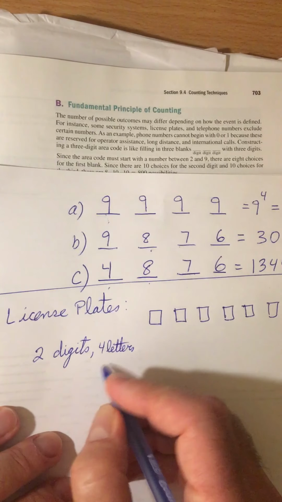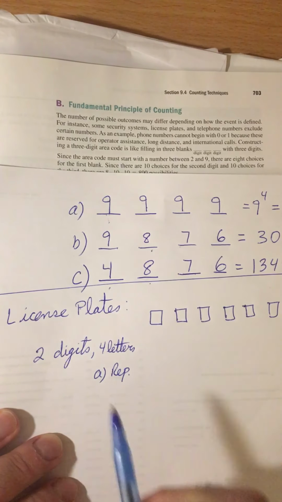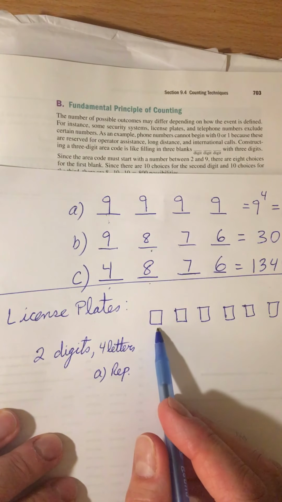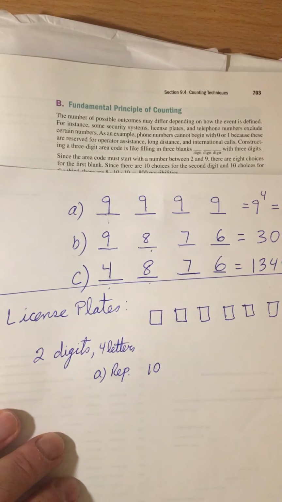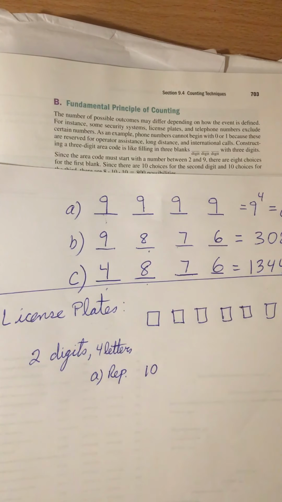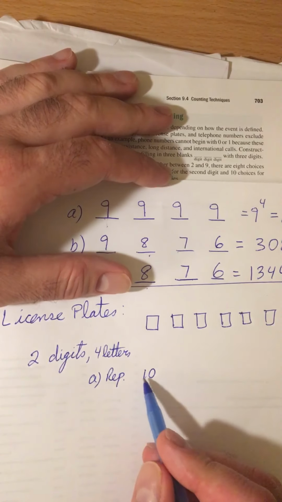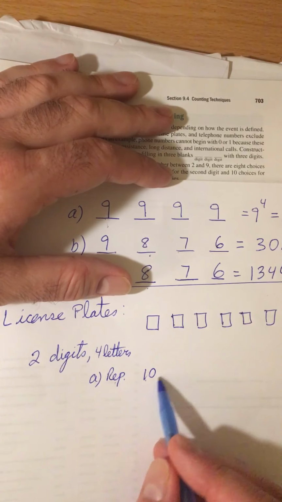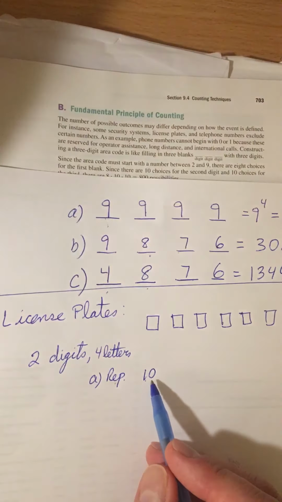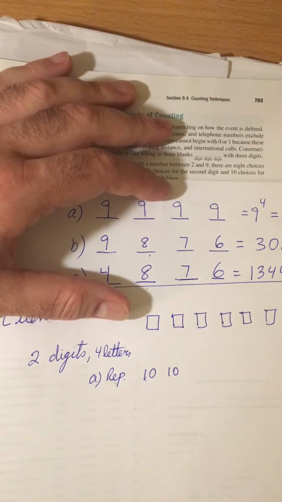Okay, so part A, repetition is allowed. So how many digits do I have that I can choose for the first position? I have 10 choices, right? Because I have 10 digits from 0 to 9. Repetition is allowed. So whatever number I pick for the first position, let's say I pick 3, can I pick it again? Yes. So I still have 10 choices for the second position.